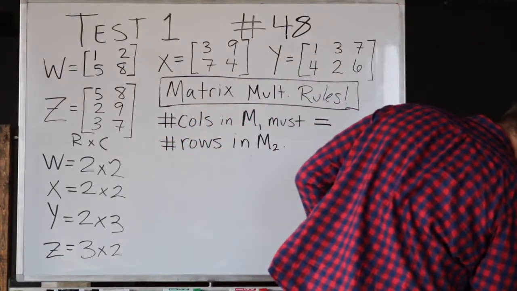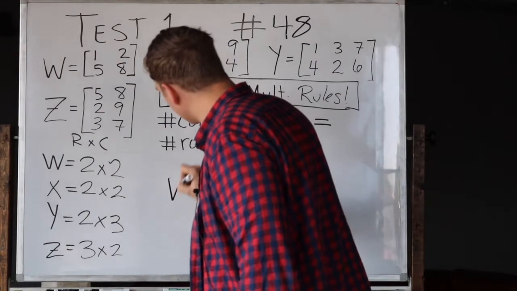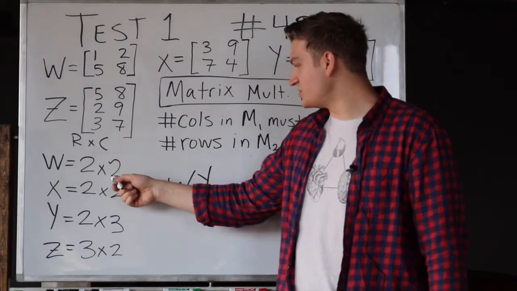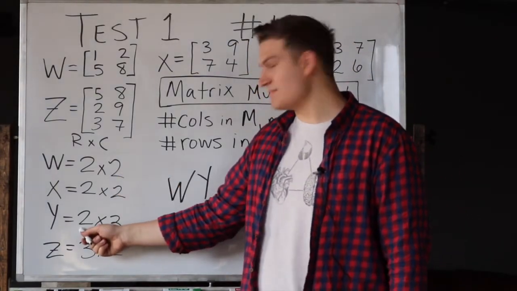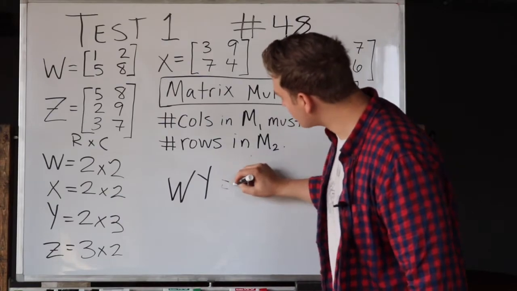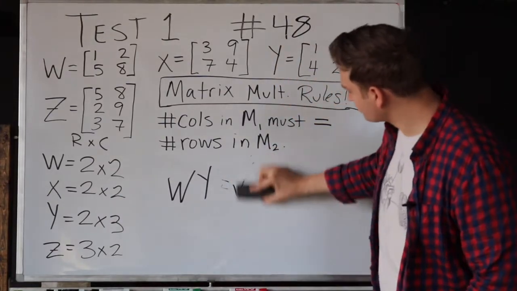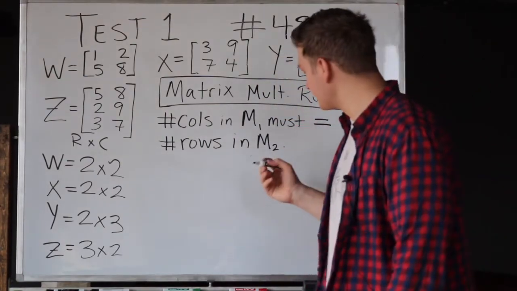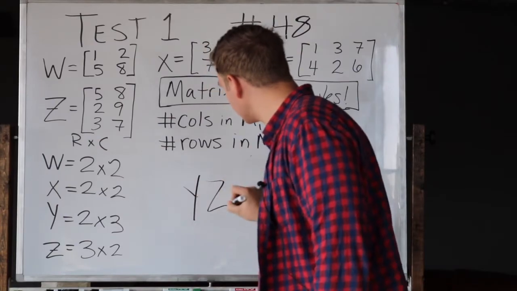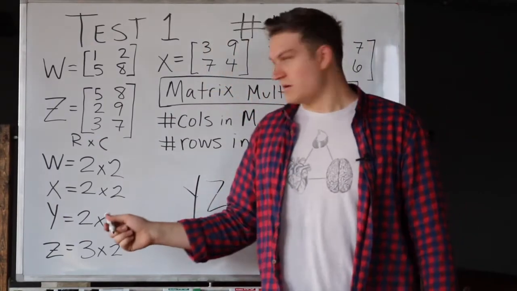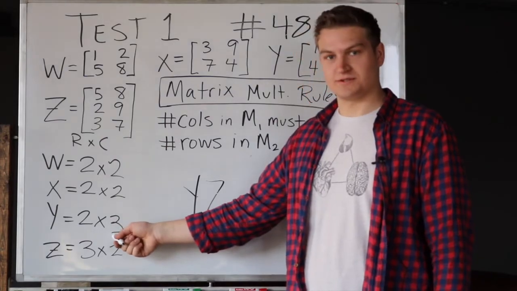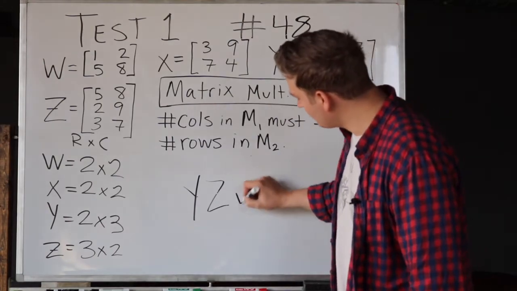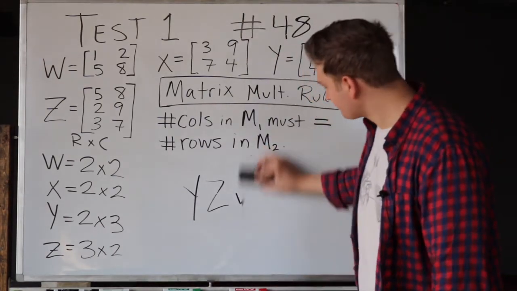The next one is WY. The number of columns in matrix W is 2. The number of rows in matrix Y is 2. So this product is defined. Wonderful. All right, moving right along. Your third answer choice is YZ. Let us look at YZ. Matrix Y, 3 columns. Matrix Z, 3 rows. Since they're equal, the product is defined yet again.